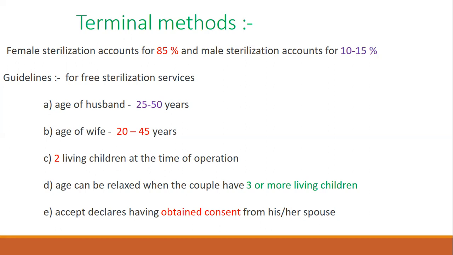Guidelines for free sterilization services: the age of the husband should be between 25 to 50 years and the age of the wife should be between 20 to 45 years. They should have two living children at the time of operation. Age can be relaxed when the couple have three or more living children and the acceptor declares having obtained consent from his or her spouse.